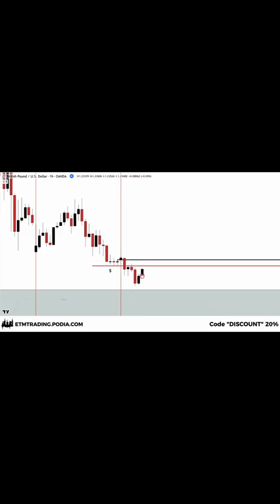So now, what do you have here? You have that aggressive swing to the upside. So now you have a micro demand zone. So this will be a retest of the low. So this would be our reversal entry.